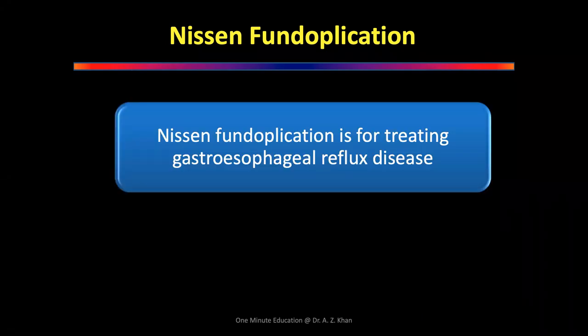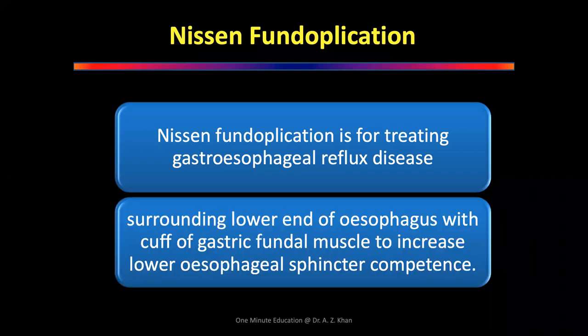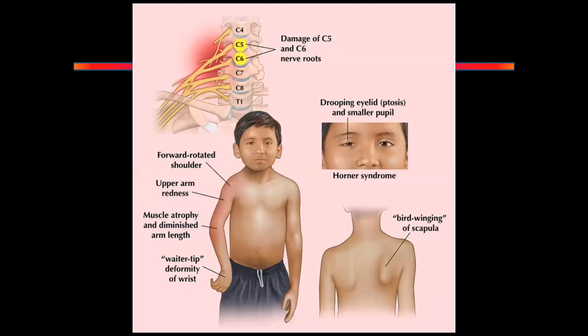So this is Nissen's fundoplication for treating gastroesophageal reflux disease. It involves surrounding the lower end of the esophagus with a cuff of gastric fundus to increase lower esophageal sphincter competence. Okay, so the problem is incompetence of the gastroesophageal sphincter. What is the two-third wrap called? Somebody tell me aloud. I don't have it as a slide. Toupet. Toupet. Very good. Toupet. Good.